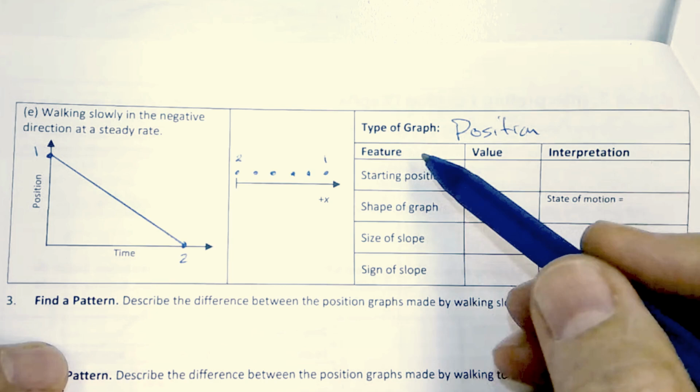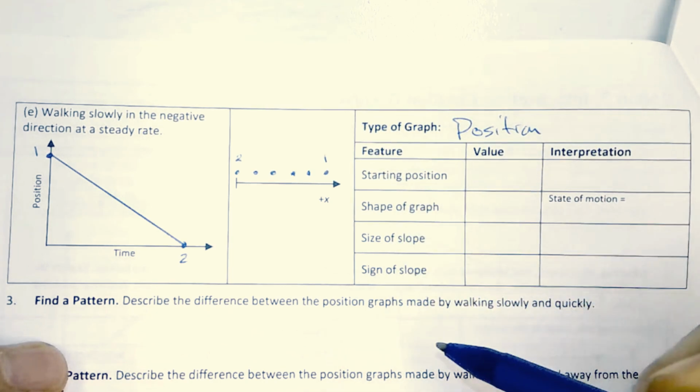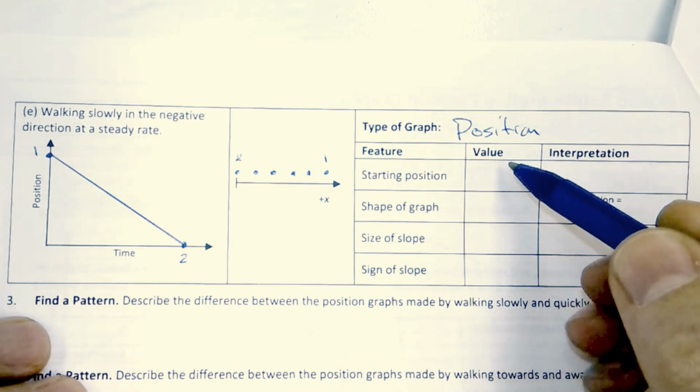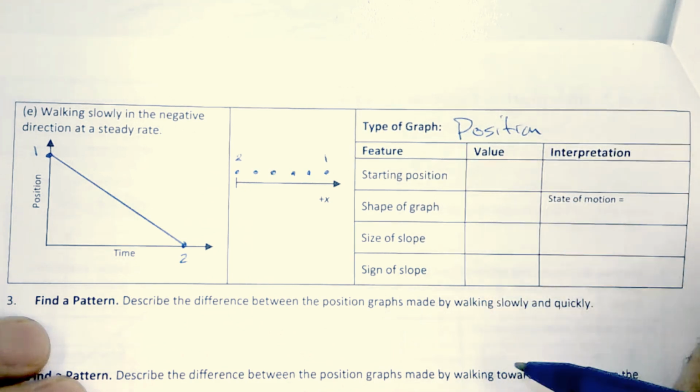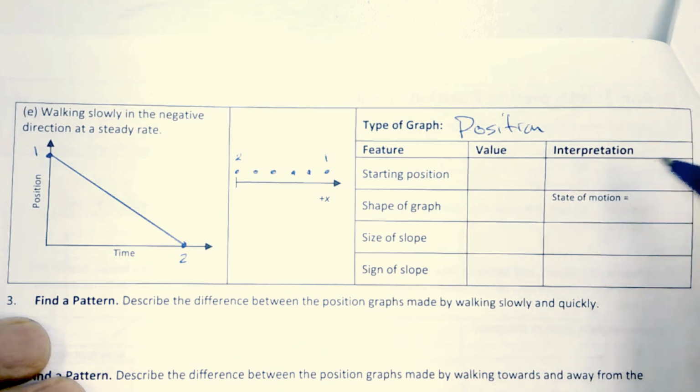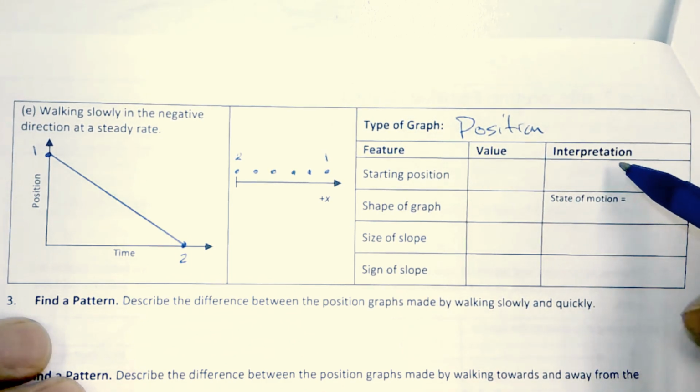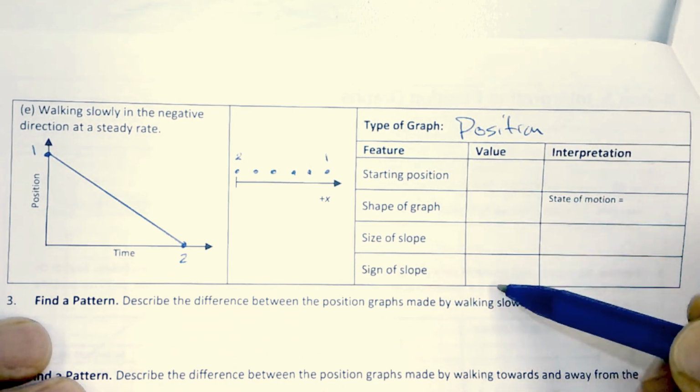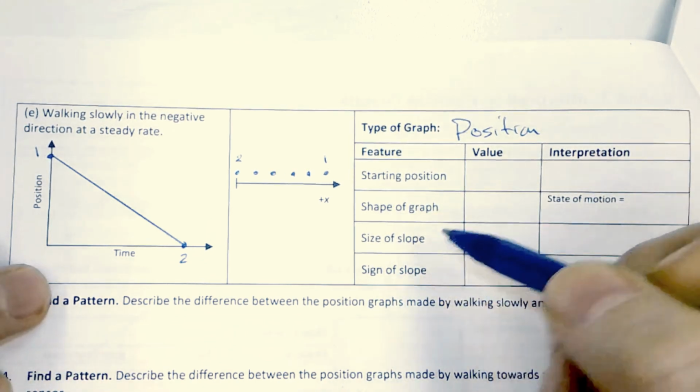Now when we look at a graph, there's certain features that we're looking for. Then we can determine their value, and then we interpret it in order to decide what is the meaning of these values. Okay, let's go through this process.